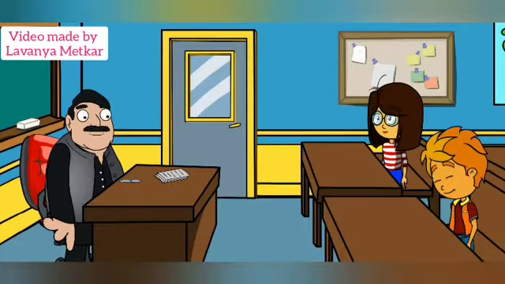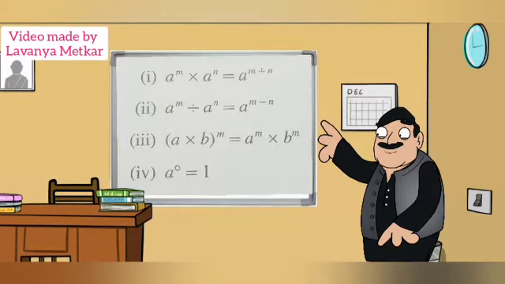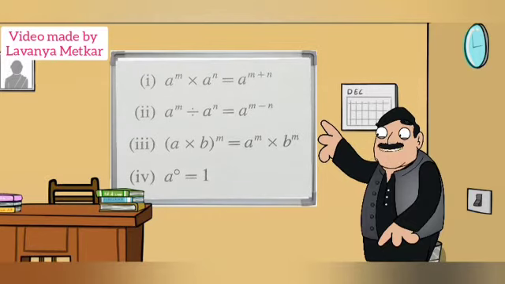Now let's start. The first law of indices is a raised to m into a raised to n is equal to a raised to m plus n. The second law is a raised to m divided by a raised to n is equal to a raised to m minus n. The third law is (a into b) raised to m is equal to a raised to m into b raised to m. The fourth law, listen carefully children, because this is a very important law of indices: a raised to 0 is equal to 1.